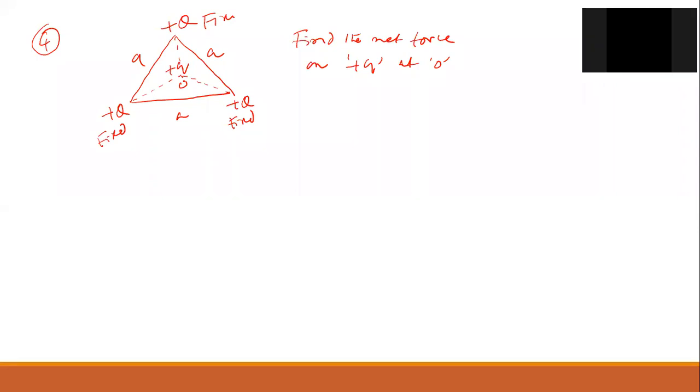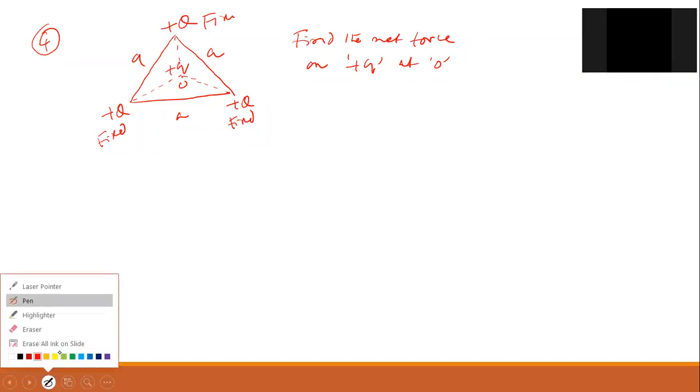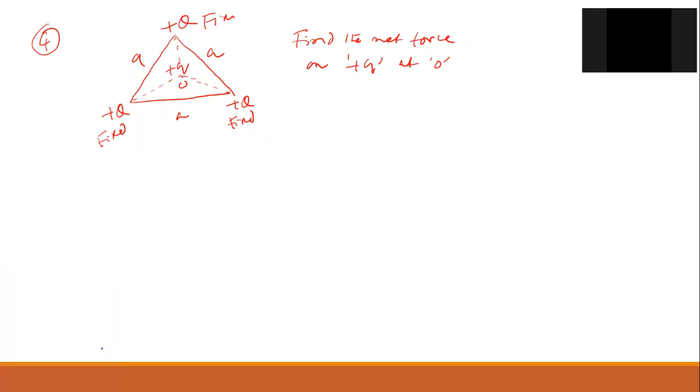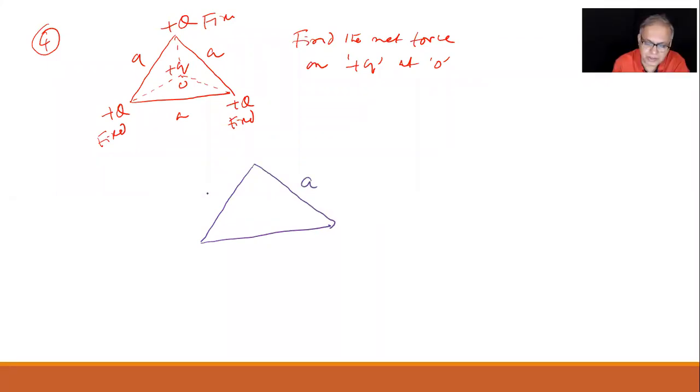Sir, it is 0, no, sir. It is 0. Can you tell me how, Rishita? It is at the centroid of the triangle. So the distance between the plus q charge and all the other charges at the vertices is equal. Okay, so what? So they cancel out. What do they cancel out? Force. How? Can you show that?